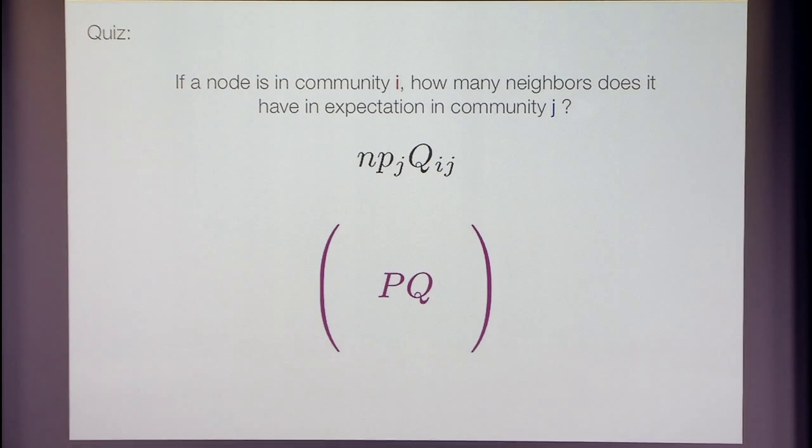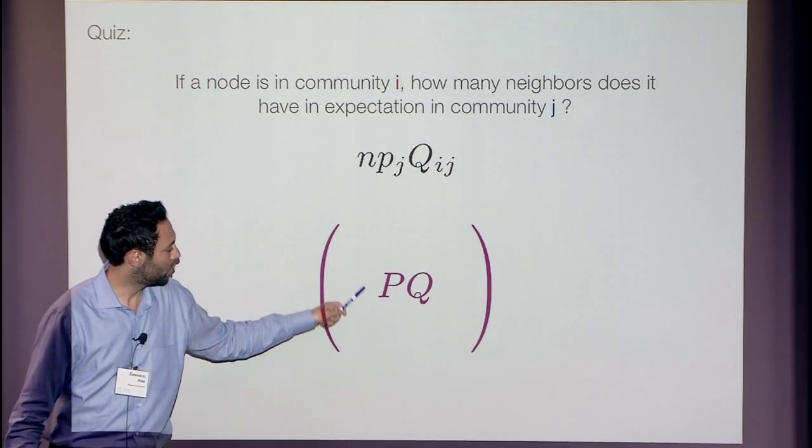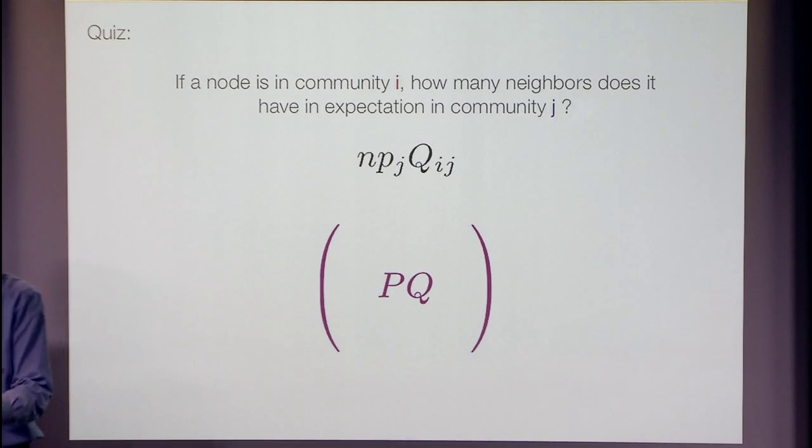So that's a matrix which is going to show up a few times. Remember, this is a diagonal matrix of the PIs times Q. That matrix, if you look at column I, it tells you the community profile, what a node sees in its neighborhood, how many nodes in each community it has in expectation.